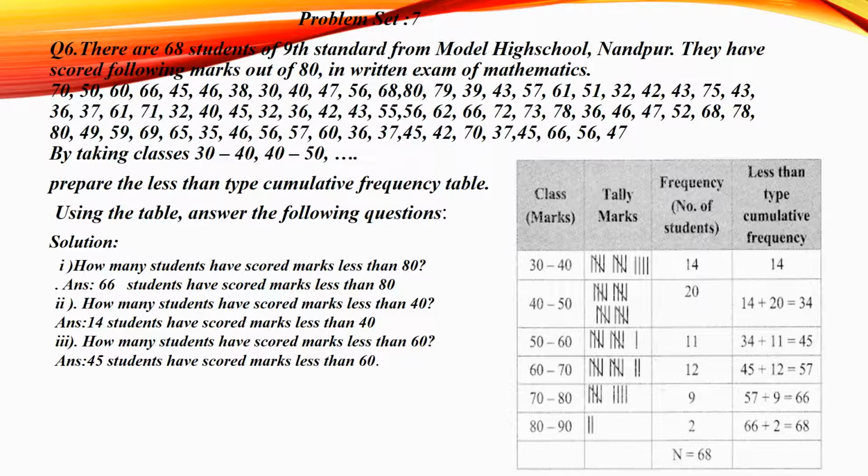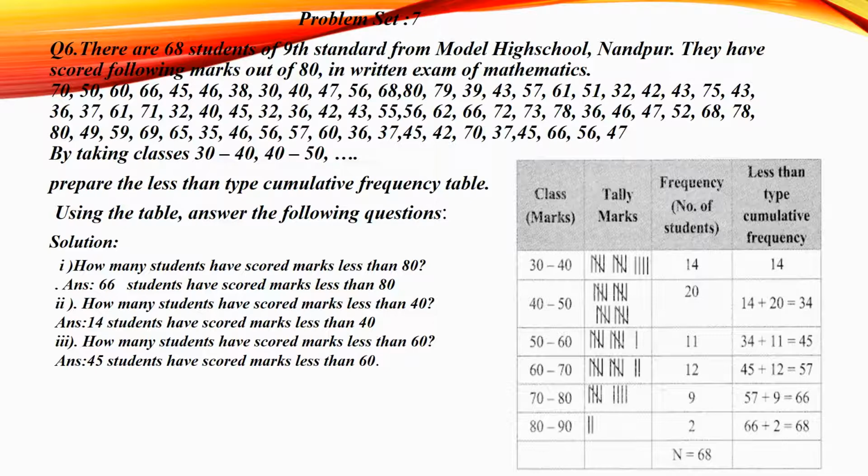And 70 to 80, tally marks is 9. 80 to 90, the tally marks is 2. When we add the total frequency, it is 14 plus 20 plus 11 plus 12 plus 9 plus 2, that is 68. Let us see the less than type cumulative frequency.